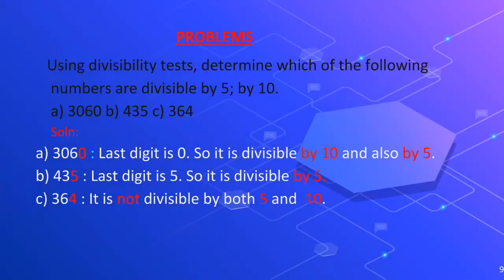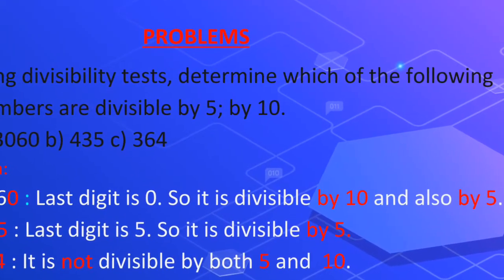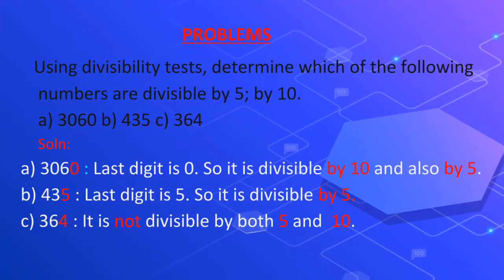Next one. Problem. Using divisibility test, determine which of the following numbers are divisible by 5 or 10. First one, 3060. Second one, 435. Third one, 364.